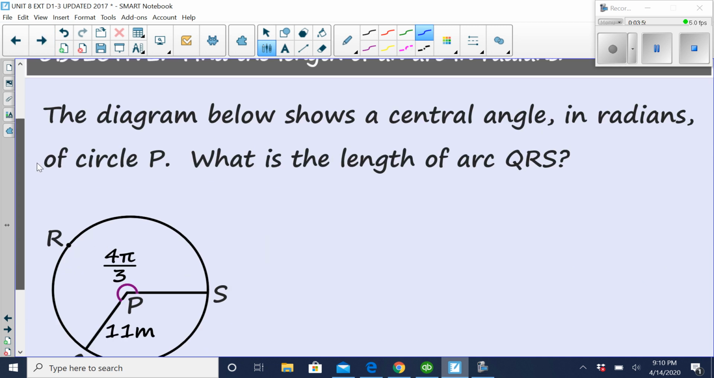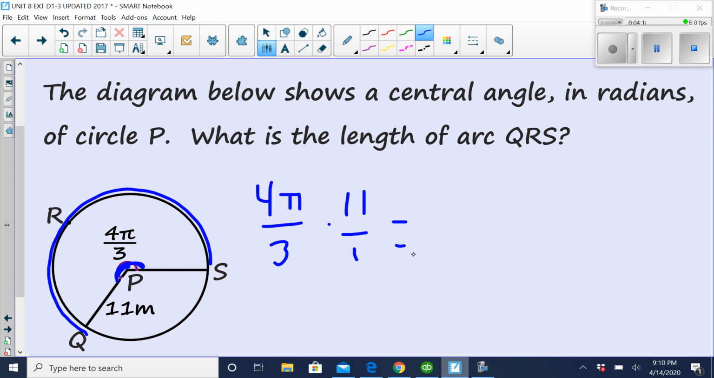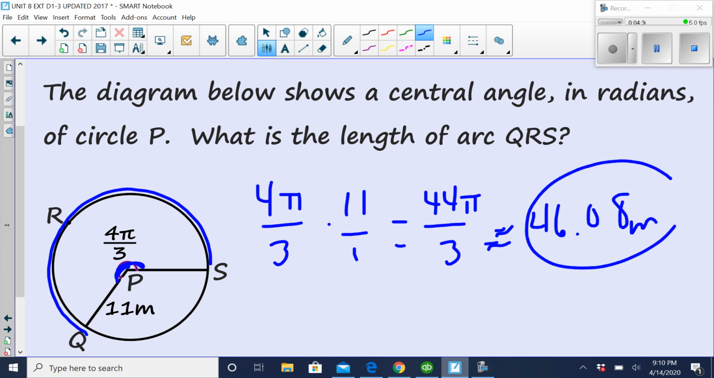Okay, next one. The diagram below shows the central angle in radians of circle P. What is the length of arc QRS? So going from Q to R to S, it shows me that this central angle in radians is 4 pi over 3. And I'm going to multiply by the radius, which is 11. Okay, so 4 times 11 gives me 44 pi over 3. And if I type that in, 44 pi divided by 3, I end up with approximately 46.08, and I could label it meters.